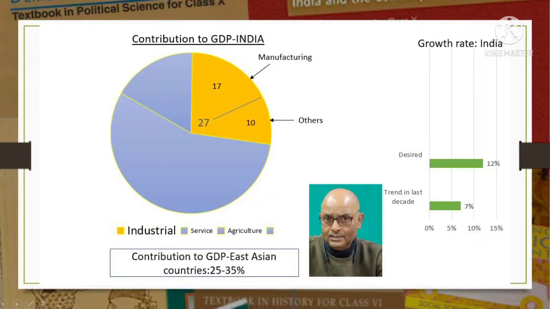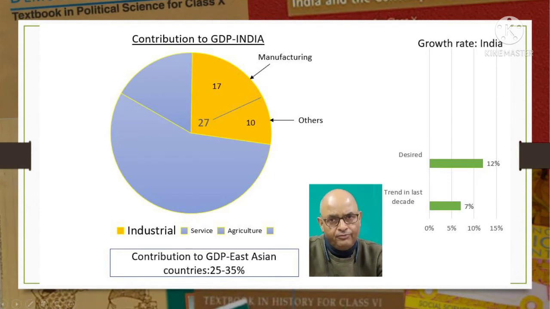Let us now discuss the contribution of industry to the national economy. The industrial sector consists of the manufacturing sector as well as mining, quarrying, electricity and gas. This sector contributes about 27% of the GDP. Out of this, the share of manufacturing industries is only 17%. If you see the East Asian economies, the manufacturing sector there contributes 25 to 35% of the GDP. That means the share of the manufacturing sector in India is very less, much less than the potential of these industries.